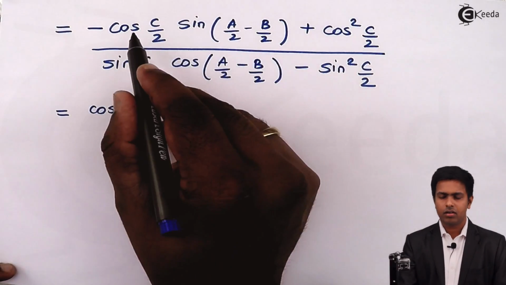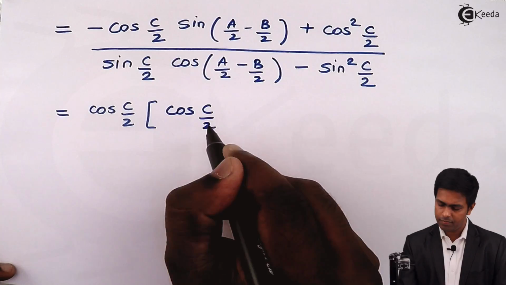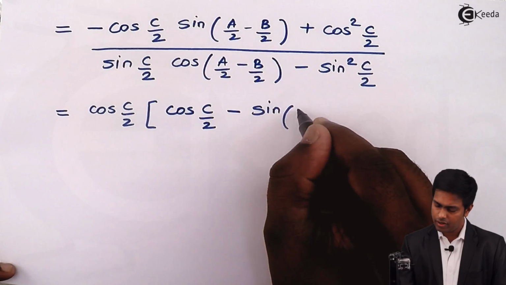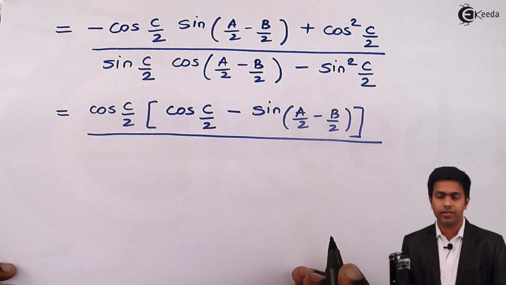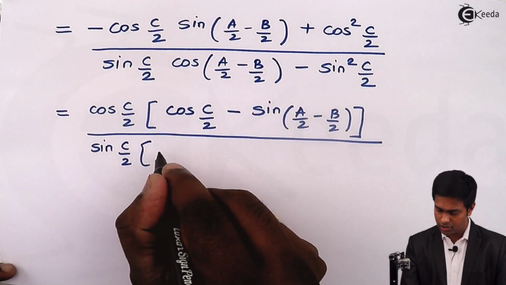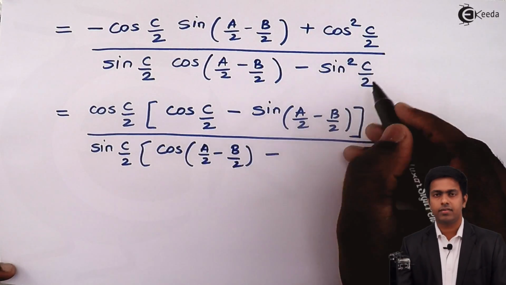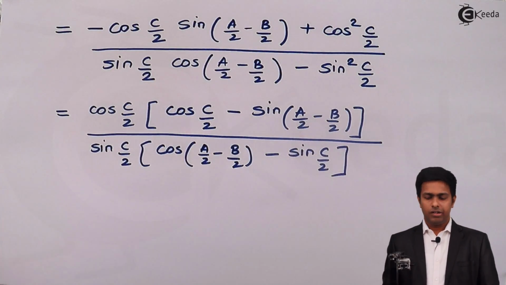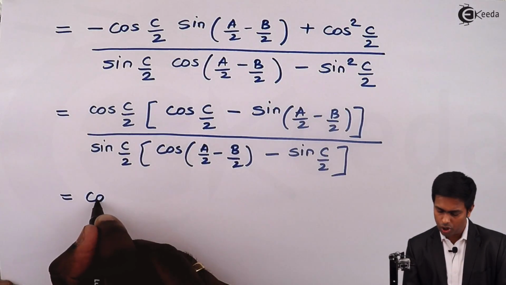In the bracket here we'll get cos(C/2), that is a positive term, and here negative sin(A/2 - B/2). Similarly, in the denominator I can take sin(C/2) common, and in the bracket we will get a positive term, that is cos(A/2 - B/2), minus this term would be sin(C/2). Now this will give us cos(C/2) upon sin(C/2), that is cot(C/2).